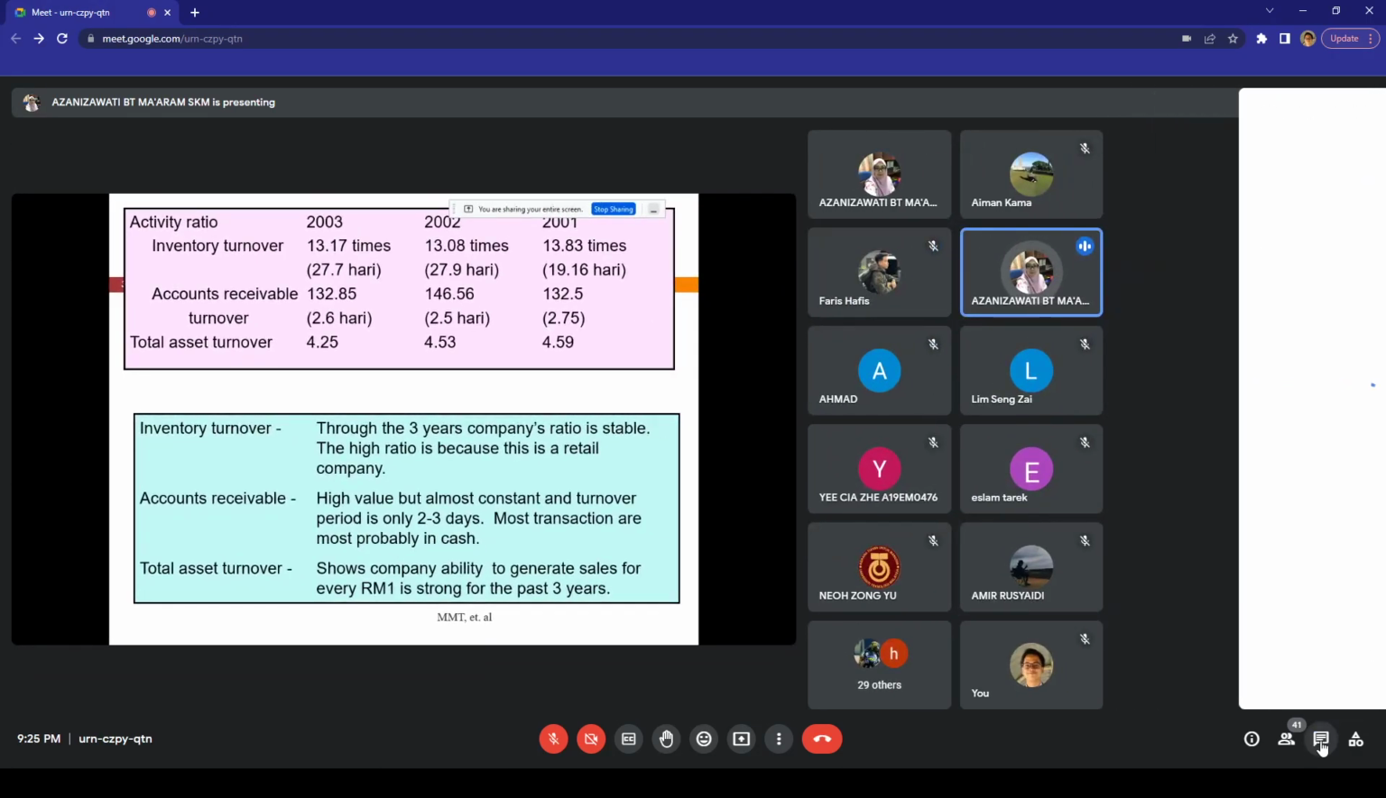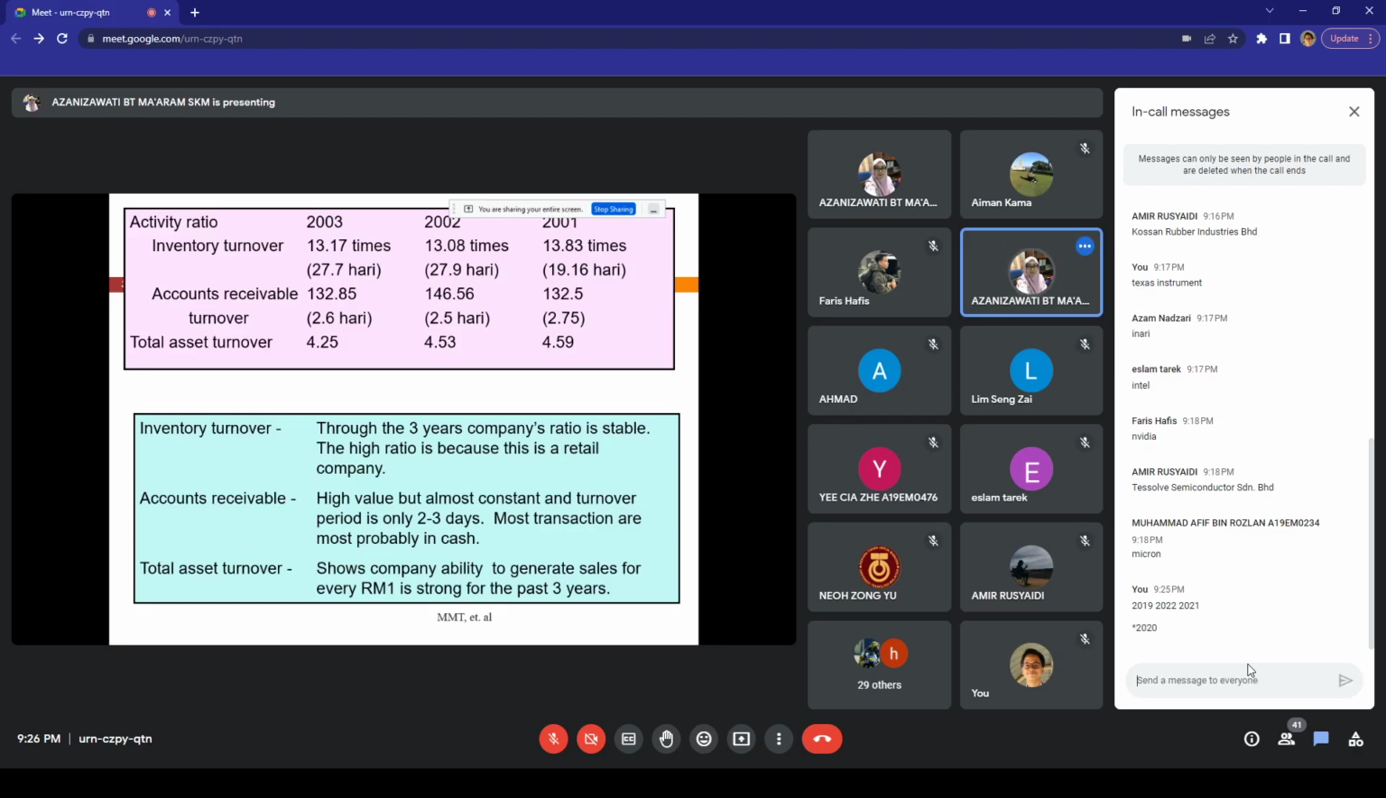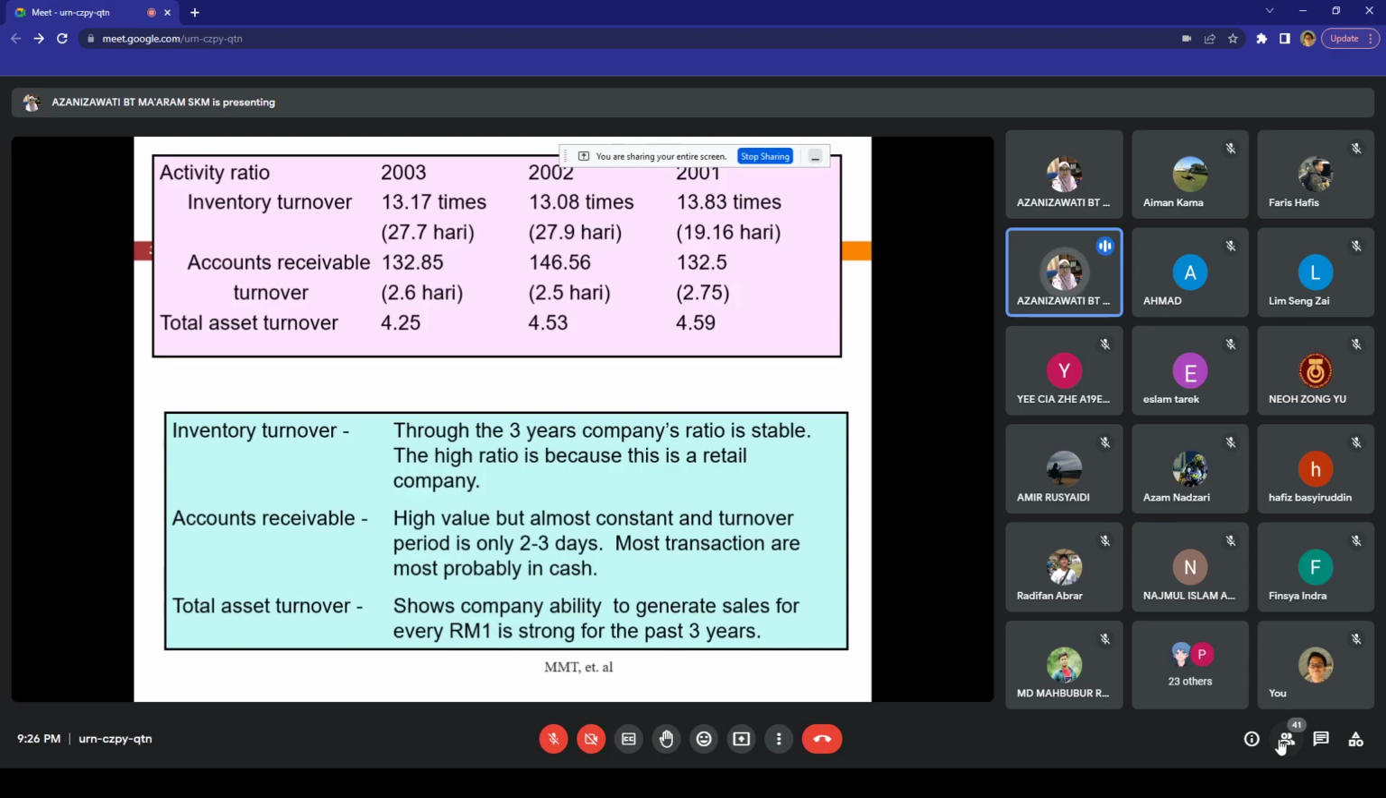Okay, 2019, 2020 and 2021. So 2019 is just before the pandemic, and 2020 and 2021 are during the pandemic. When you do the ratio analysis, if 2019 is a little bit far from 2020 and 2021, you have to find the reason why the company's performance changed, whatever you found.